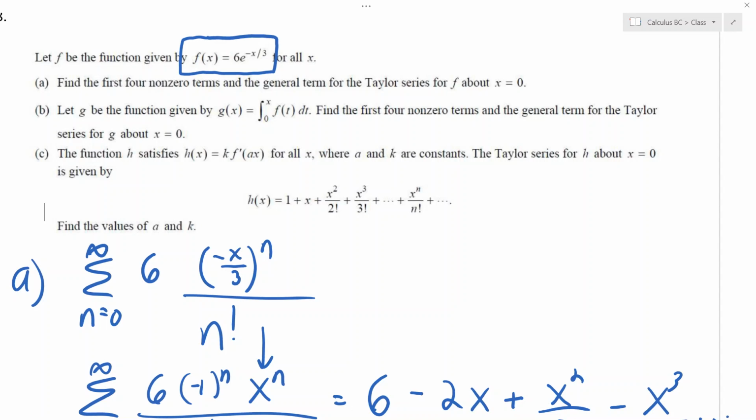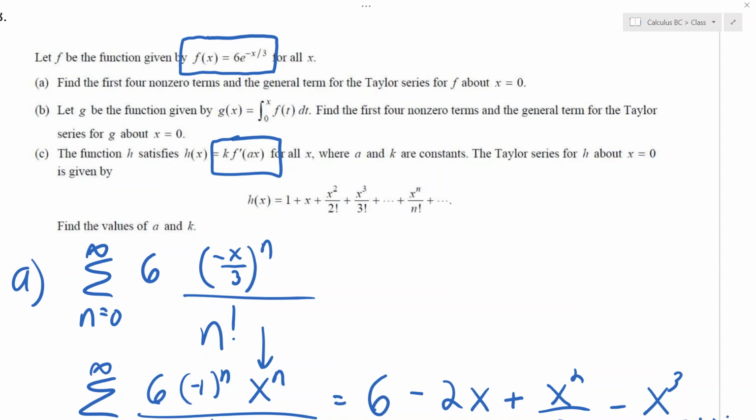When they do this to you, most of the time they're going to give you a series that you should recognize. What series is that? It's e to the x. That's e to the x. So they want k f prime of ax to be e to the x. We can do it through the series, or we can do it through just the function.